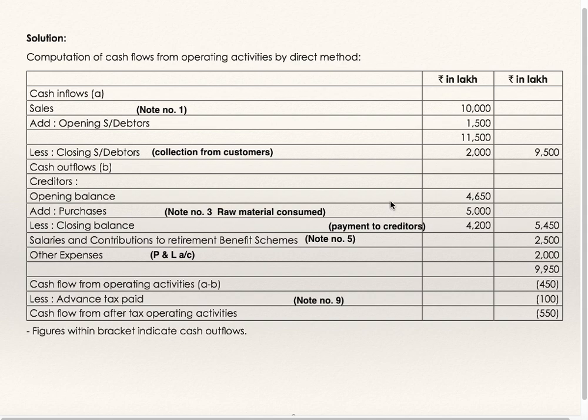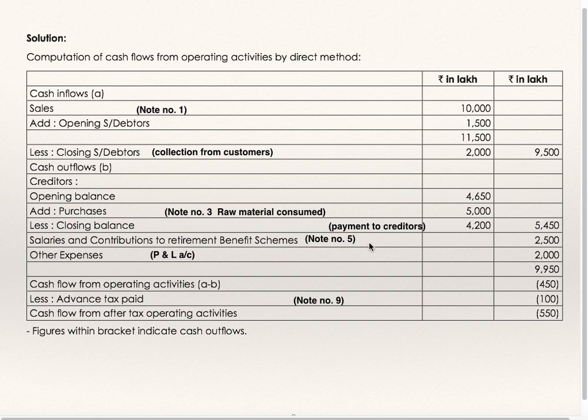Payment to creditors is nothing but opening balance of creditors plus purchases, which you will get in note number 3. Note number 3 is raw material consumed. There you will find purchases: opening stock of raw material plus purchases minus closing stock. These purchases you will get there, minus closing balance of creditors. You will get payment to creditors. Payment to creditors is 5,450.